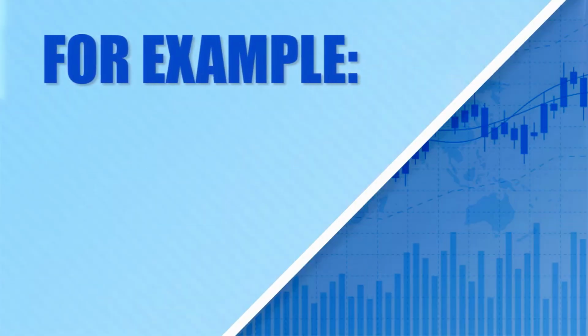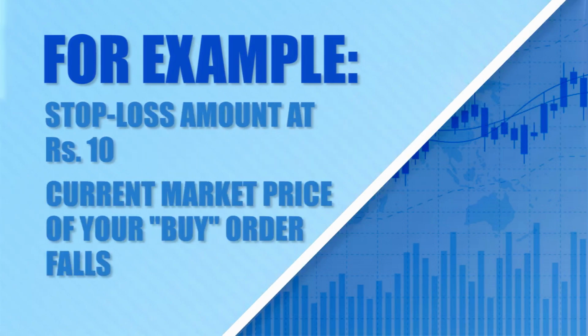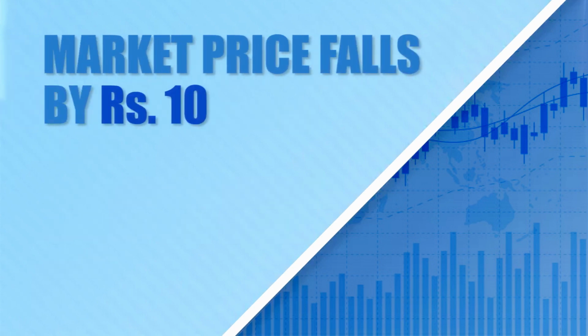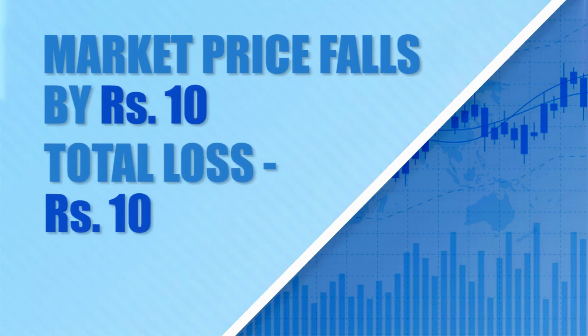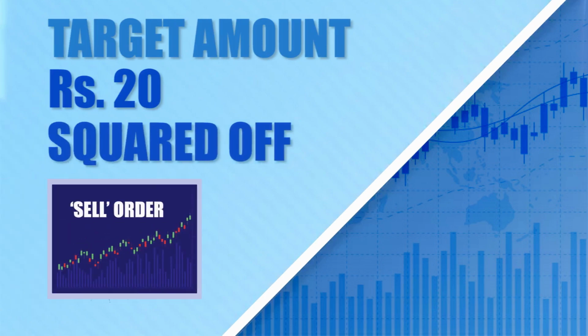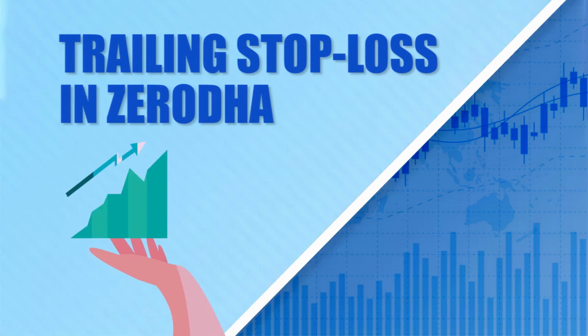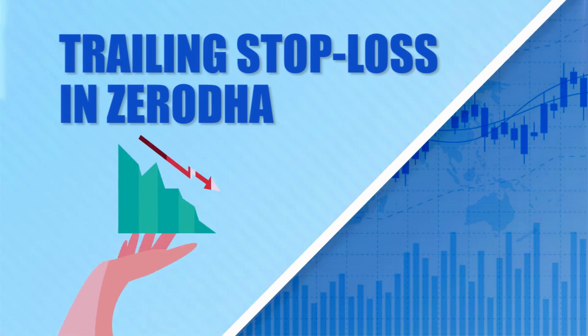Let's take an example. Let's assume that you have set the stop loss amount at rupees 10 and the current market price of your buy order falls. If the market price falls by rupees 10, your stop loss order will be executed, thereby limiting your total loss to rupees 10. Now assume that you set the target amount as rupees 20. This means that if the current price of your purchased stock rises by 20 rupees, your order will be squared off, converted into a sell order in this case. You may also add a trailing stop loss in Zerodha orders. For this, a trailing amount must be set which increases the stop loss amount if your stock's current price rises by the same interval. Likewise, the stop loss amount decreases and this can go on.